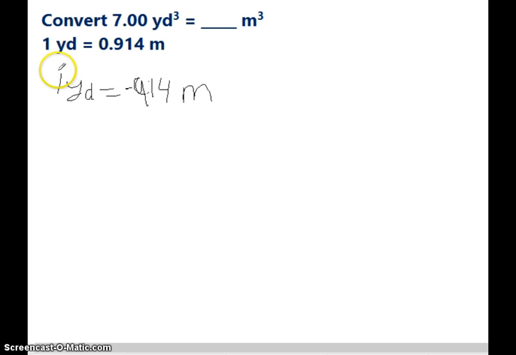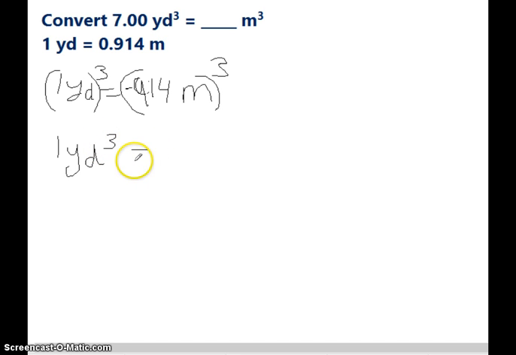How about we go ahead and cube both sides of the equation to find out what we're looking for? If we cube both sides of the equation, we get 1 yard cubed equals 0.764 meters cubed. Great, now we have a direct correlation to this. So we can go ahead and use dimensional analysis to cover up the rest.